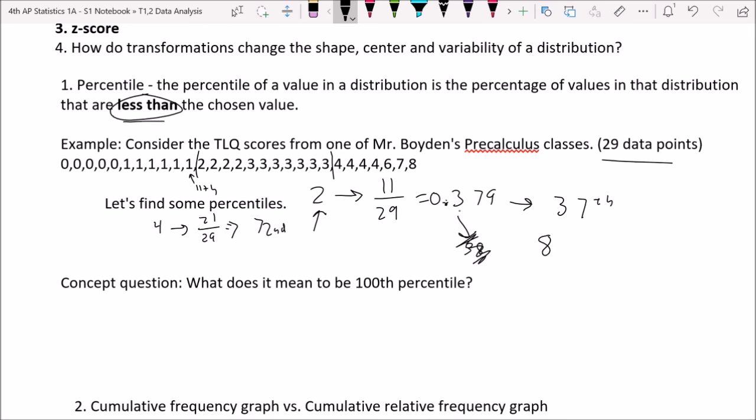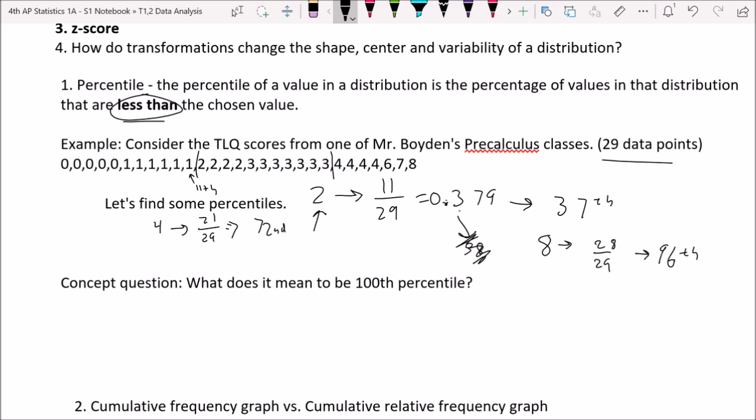So if you scored 8 points on the quiz, you might think, oh, I'm the top one, I'm 100%. You're not. Because if this definition is less than, you didn't beat yourself. You beat 28 out of the 29 people. And what percent is that? That is 0.9655. That is the 96th percentile.